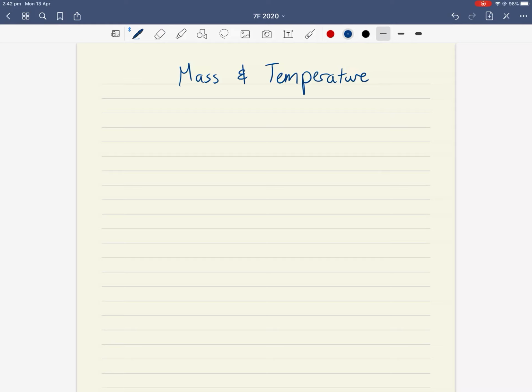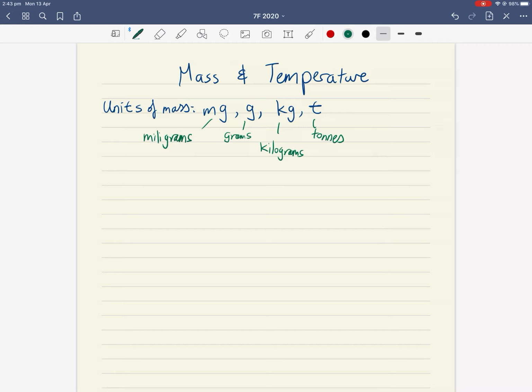Right, so mass is for us to measure how heavy an object is. So units of mass which we apply in our everyday life are milligrams, little m, little g, and then we have grams, g, and then we have kilograms, kg, and then we have t for tons. So T represents tons, kg represents kilograms, g represents grams, and mg represents milligrams.